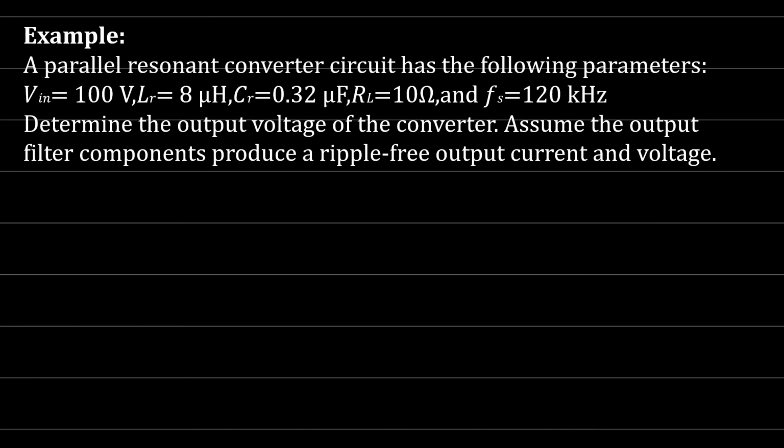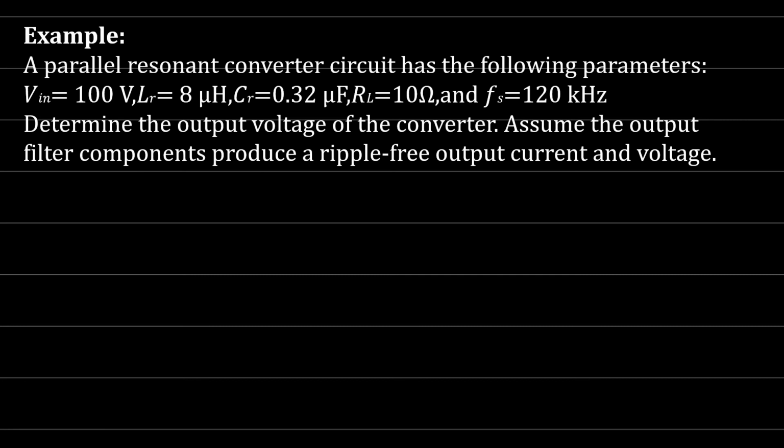The example says we have a parallel resonant converter circuit, and this is a DC to DC converter, which has the following parameters. The input voltage is 100 volts. The resonant inductance is 8 microhenry, and the resonant capacitor is 0.32 microfarads. The load resistance is 10 ohms, and the switching frequency is 120 kilohertz. The question says find the output voltage of the converter.